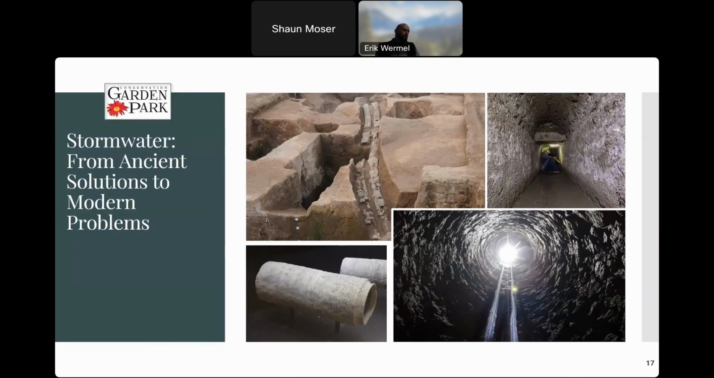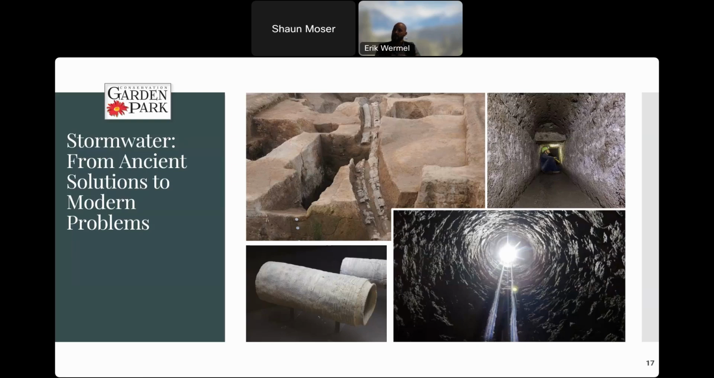So stormwater, from ancient solutions to modern problems. In developed environments, where water runs off hard surfaces and compacted soils, we call that stormwater. We're going to discuss stormwater a little bit now. Since the earliest cities were built, moving water away has been a top priority. People constructed rooftops, roads, and walkways, and quickly realized they needed a way to prevent flooding, similar to the way we do today.